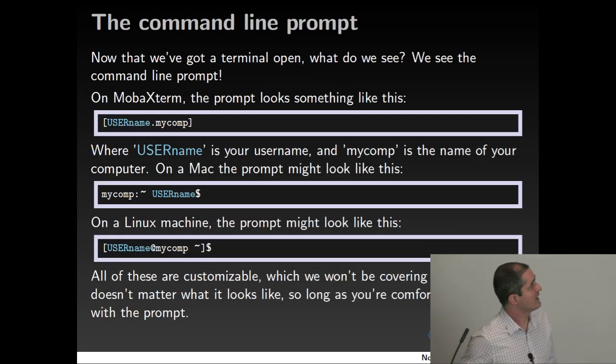Okay, the command line prompt. So you have a terminal open, and then what do you see, right? You see what is called the command line prompt. So you have a prompt, and this, for example, is an example for MobaXterm. You have your username and the name of the computer, and here on a Mac, the username and the computer name, right? And the prompt here is waiting for you to type in a command.